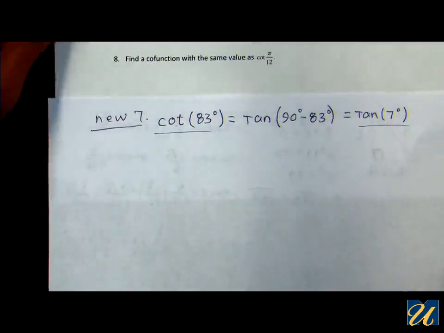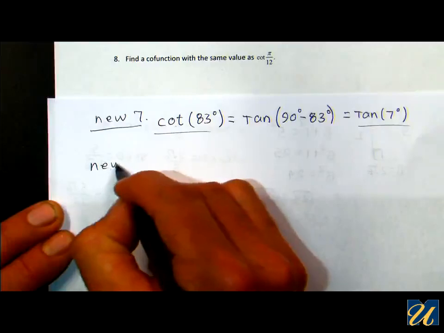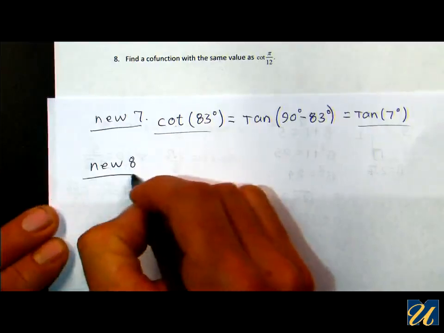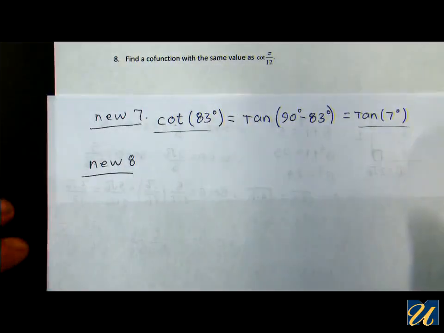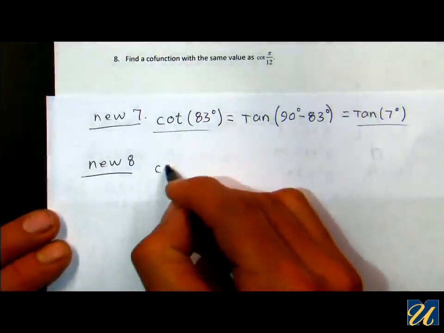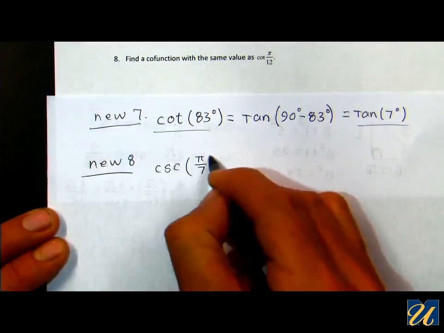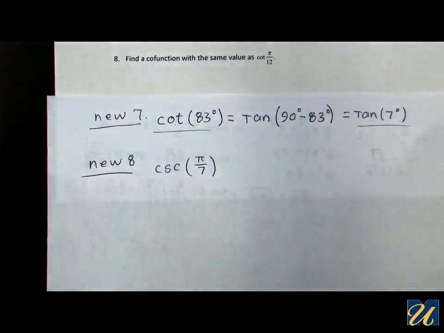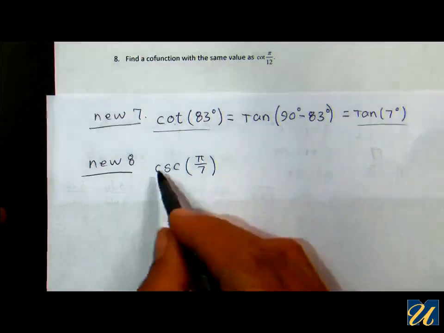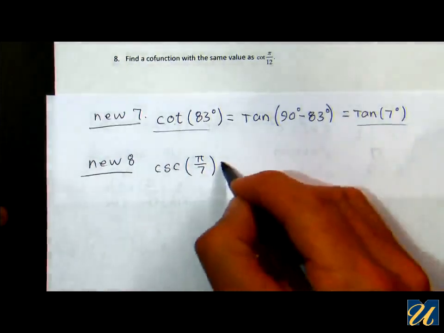Okay, number 8. We'll have to do a new one here as well. Find a cofunction with the same value as cotangent pi over 12. Let's do the cosecant of pi over 7. Cosecant of pi over 7. Okay. We want a cofunction. The cofunction to cosecant is secant.